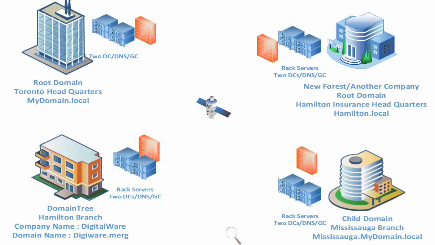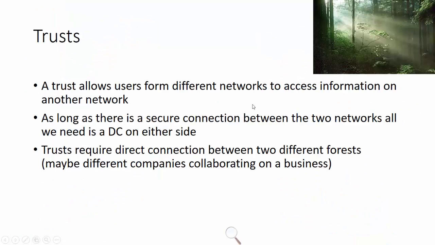There is this scenario where we have created a child domain, a tree domain, and now we're going to create a forest trust. If we go for trusts, a trust allows users from different networks to access information on another network. As long as there is a secure connection between the two networks, all we need is a DC on either side. So if we have the domain controller of one company and the domain controller of another company, you have created that.